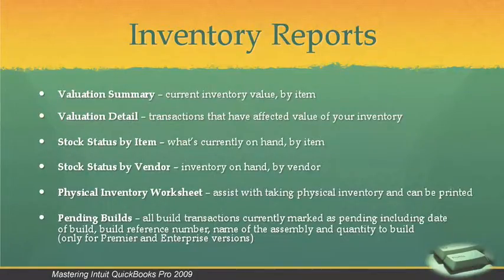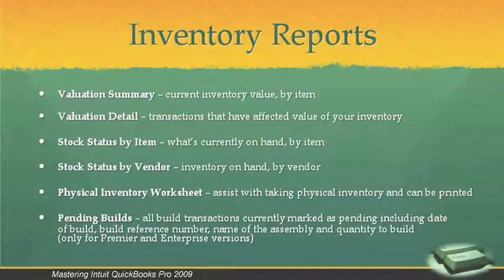QuickBooks is great for putting out reports, and inventory reports are no exception. I'm not going to go over these in too much detail, but I just want you to know quickly what they are. We have a valuation summary and a valuation detail. This is showing your current inventory value either in the summary or the detail format. You also can tell how much stock you have, either by the item or by vendor. You might want to look at it 2 different ways depending on how, again, you're doing your business and what you're looking for. QuickBooks is also nice enough to give us a physical inventory worksheet. It will actually print out with all of the items you have entered to help you do a physical inventory.